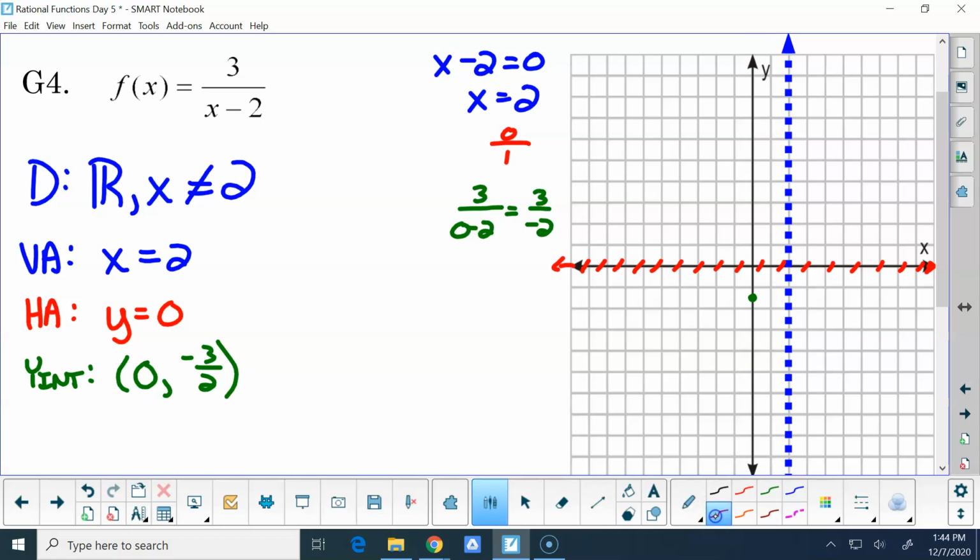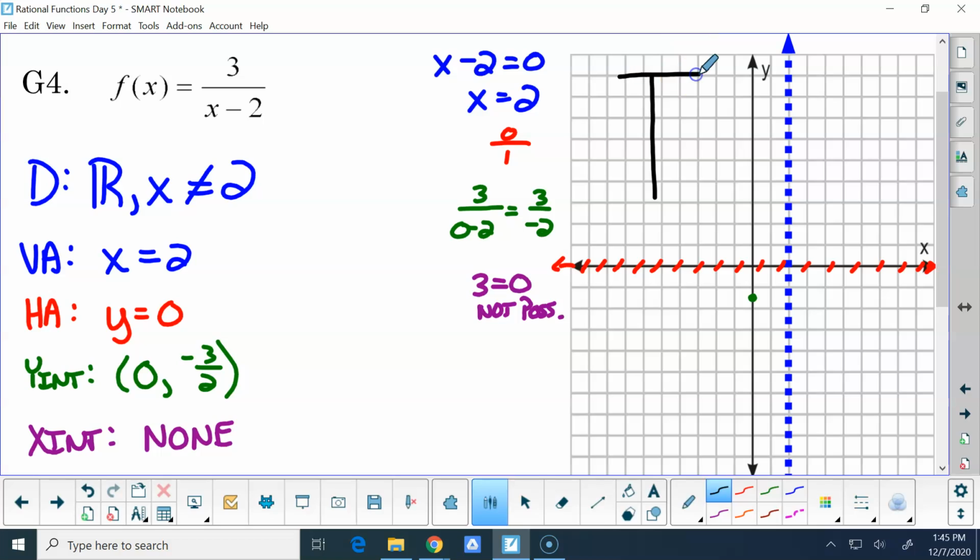X-intercept is next. I set the numerator equal to 0. Can 3 be equal to 0? No, so not possible. That means I don't have an x-intercept. So there is no x-intercept, and I'm not going to cross the x-axis. Then we go on to step 7.